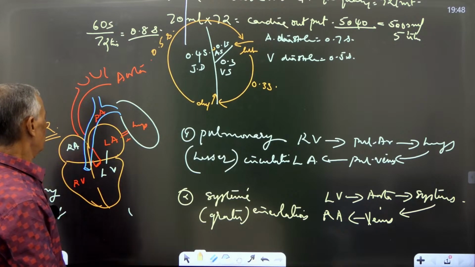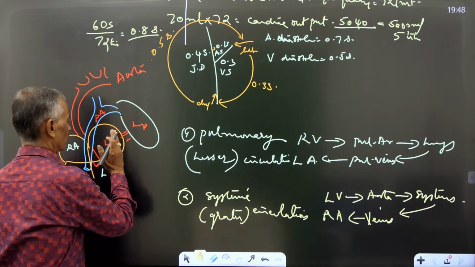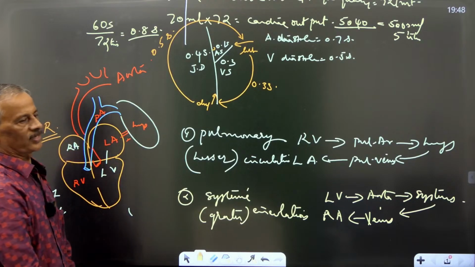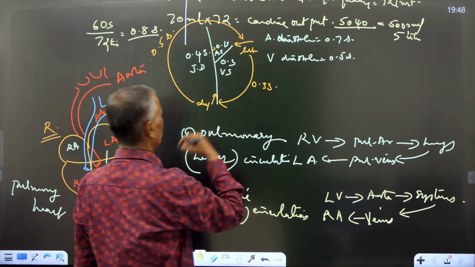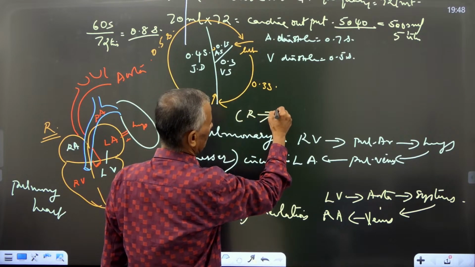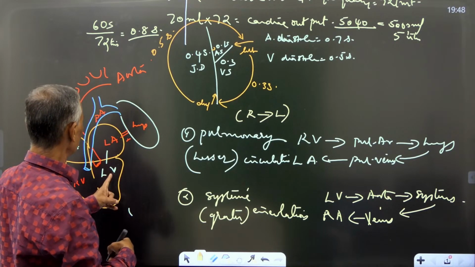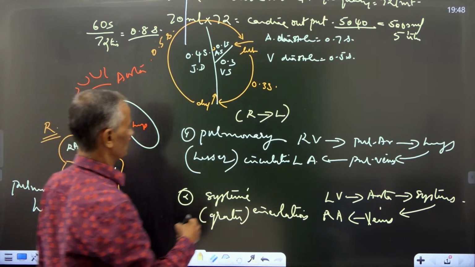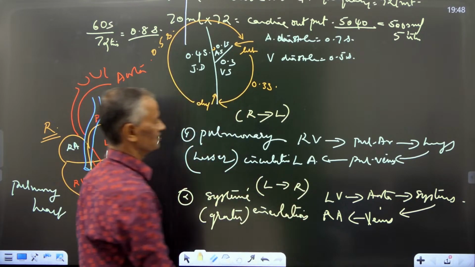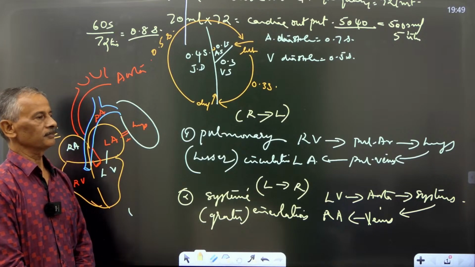Understand one more point. Blood from the right side reaches the left side only after passing through the pulmonary circulation. So, in pulmonary circulation, blood from right side reaches the left side, and blood from left side of the heart reaches the right side after passing through the systemic circulation.